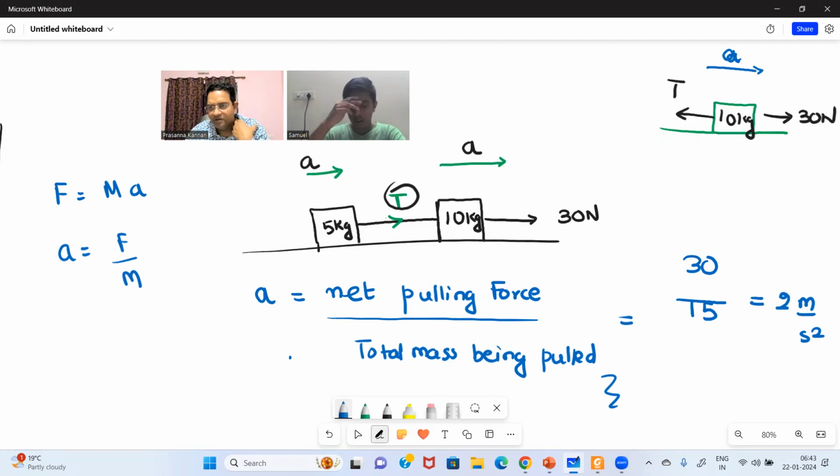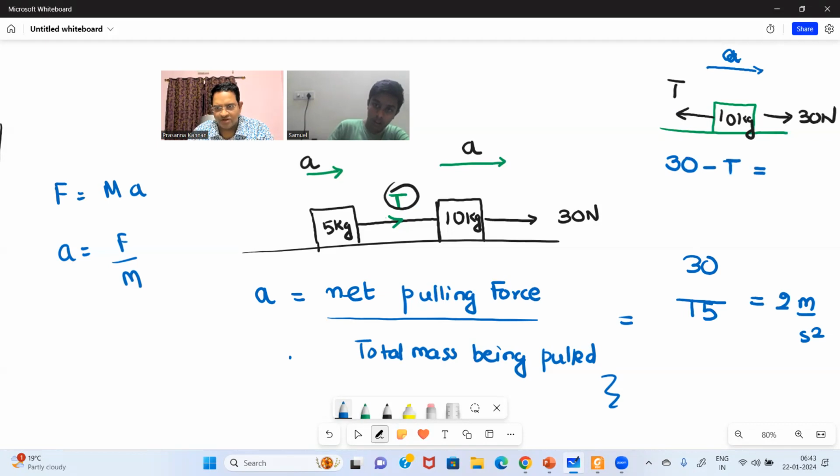Now tell me, 30 Newton and tension, are they supporting each other or opposing each other? Opposing. So it should be 30 minus T or T minus 30, or should I add them? Subtract them, right, to get the net force. So which is greater and how should I subtract? 30 minus T, because 30 is greater, correct? So this is the net force.